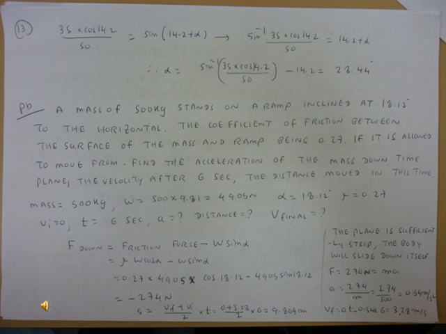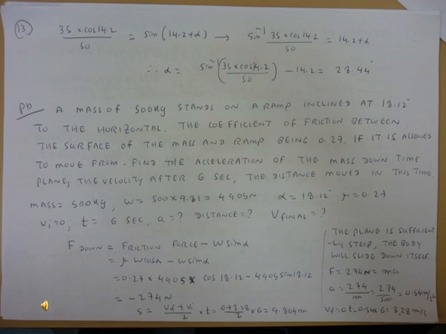The mass is 500 kilograms, so the weight can be calculated as mass multiplied by gravity. 500 multiplied by 9.81 gives 4905 Newton. The angle alpha is 18.12 degrees and mu is 0.27. The initial velocity VI is 0, and at 6 seconds we have to find the acceleration A and also the final velocity.